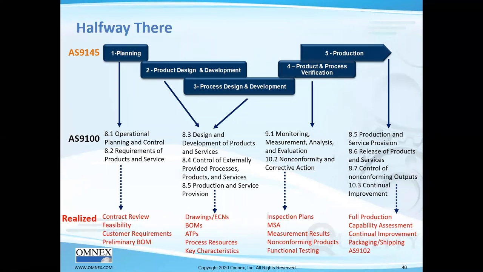Right? For the product design and the process design, sure, you already have drawings of some sort, bill of materials, test plan, process resources, key characteristics, all that's probably identified somewhere. When we get to phase 4, right, we have inspection plans, we have our MSA. May or may not be doing MSA, like I said, that's not as big yet in the aerospace world. It's getting bigger quickly, but it's just not something that we've ever focused on. It was more focused on the calibration of everything. Your measurement results, non-conforming products, functional testing. Okay. And then of course, phase 5, we're in full production, capability assessments, your continual improvement, packaging and shipping, AS9100 first article. So this is just in red some of the stuff that you're most likely already doing.